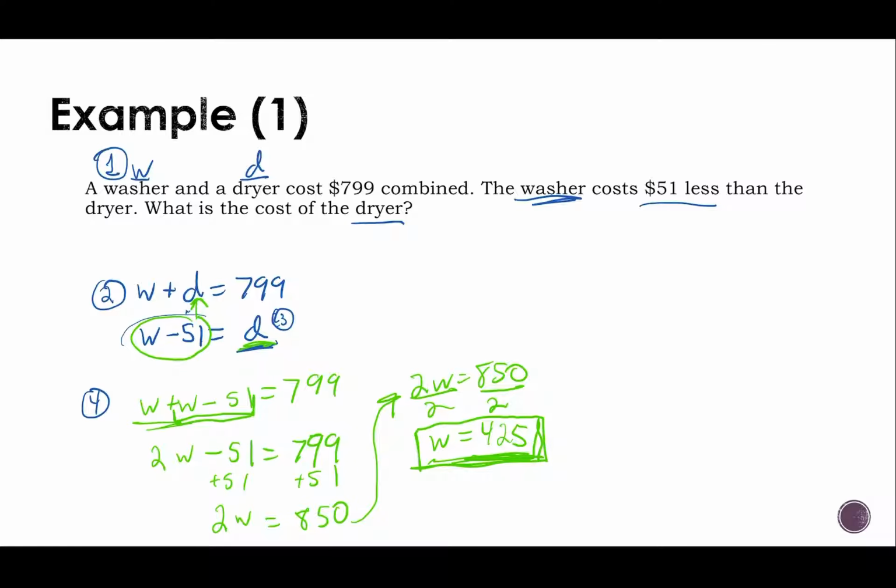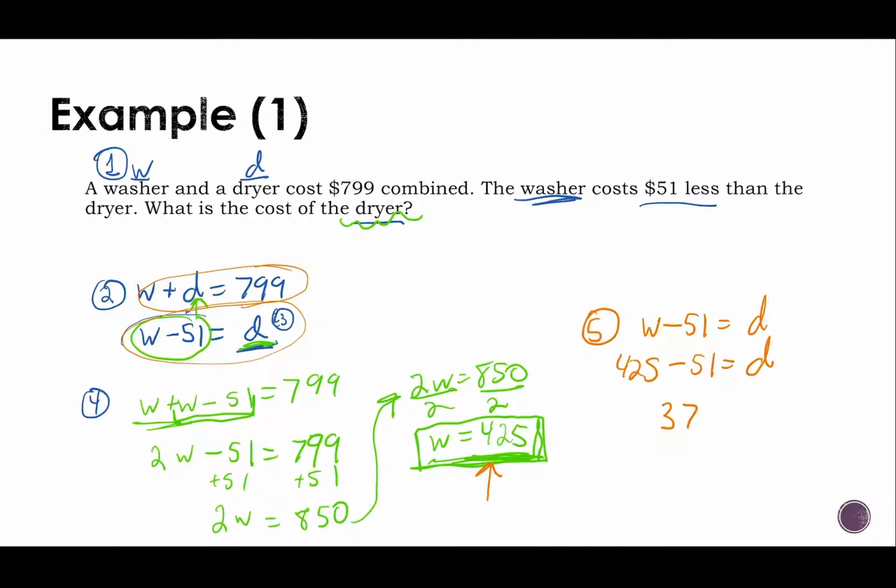But I'm asked to solve for my dryer. That's still a variable we don't know. So for our final step, 5, we're going to substitute this value for W back in either equation. I could pick my first equation or my second equation. It's going to give me the same answer. I'm going to take my second equation. So I have W minus 51 equals D. But now I know what W is. So I'm going to take 425 minus 51 to be my cost of my dryer. That equals 374 for the cost of my dryer.